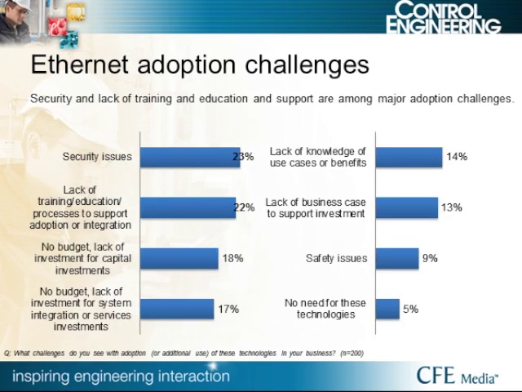What stands in the way of wider adoption of Ethernet technologies? Security and lack of training and education rank highest, followed by budgetary concerns and lack of use cases, and lack of a strong business case to support the investment.